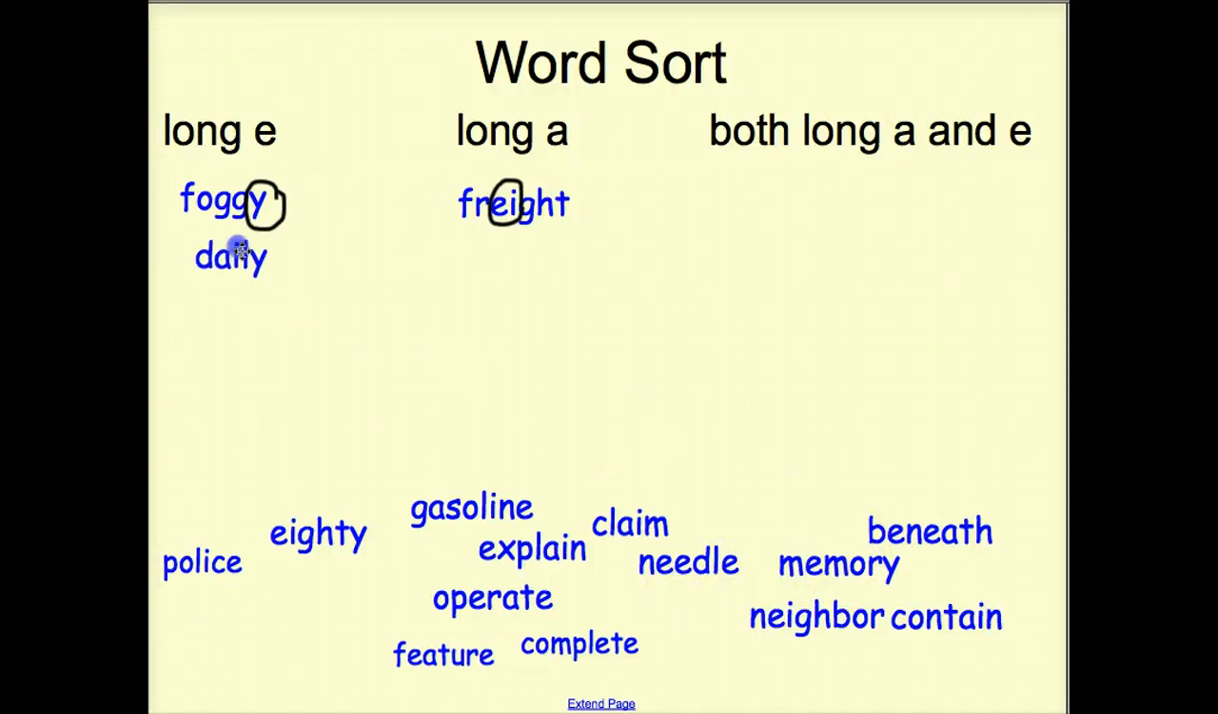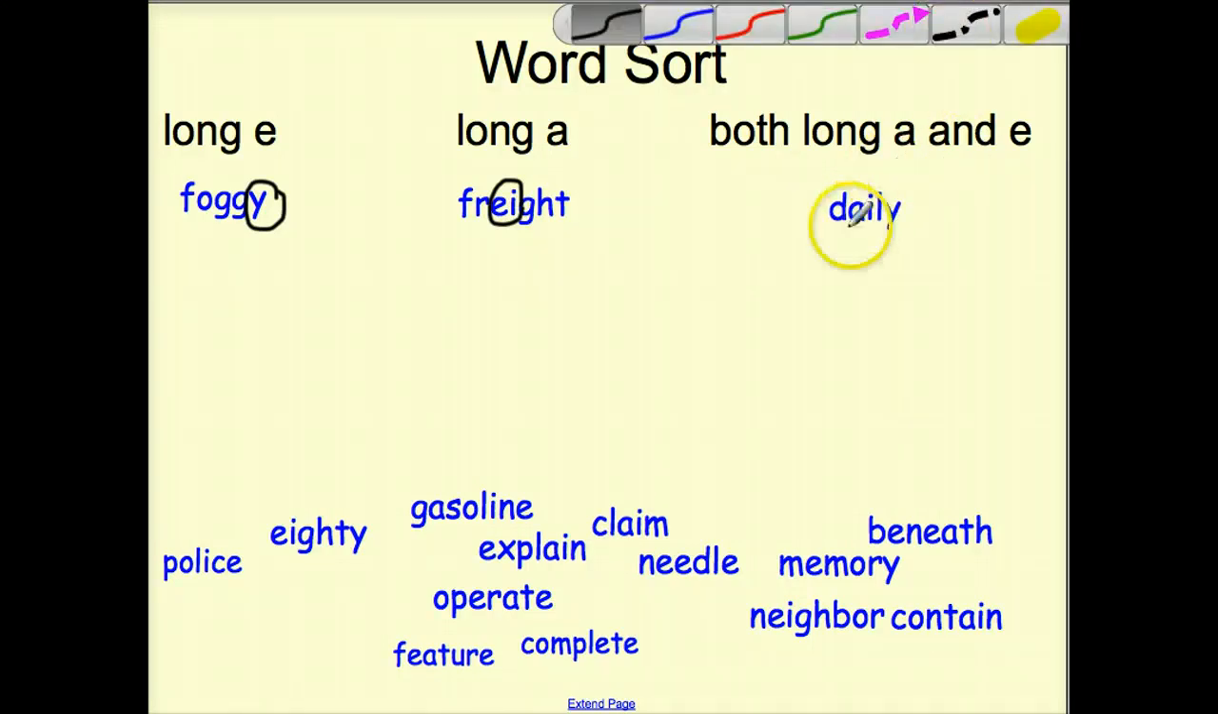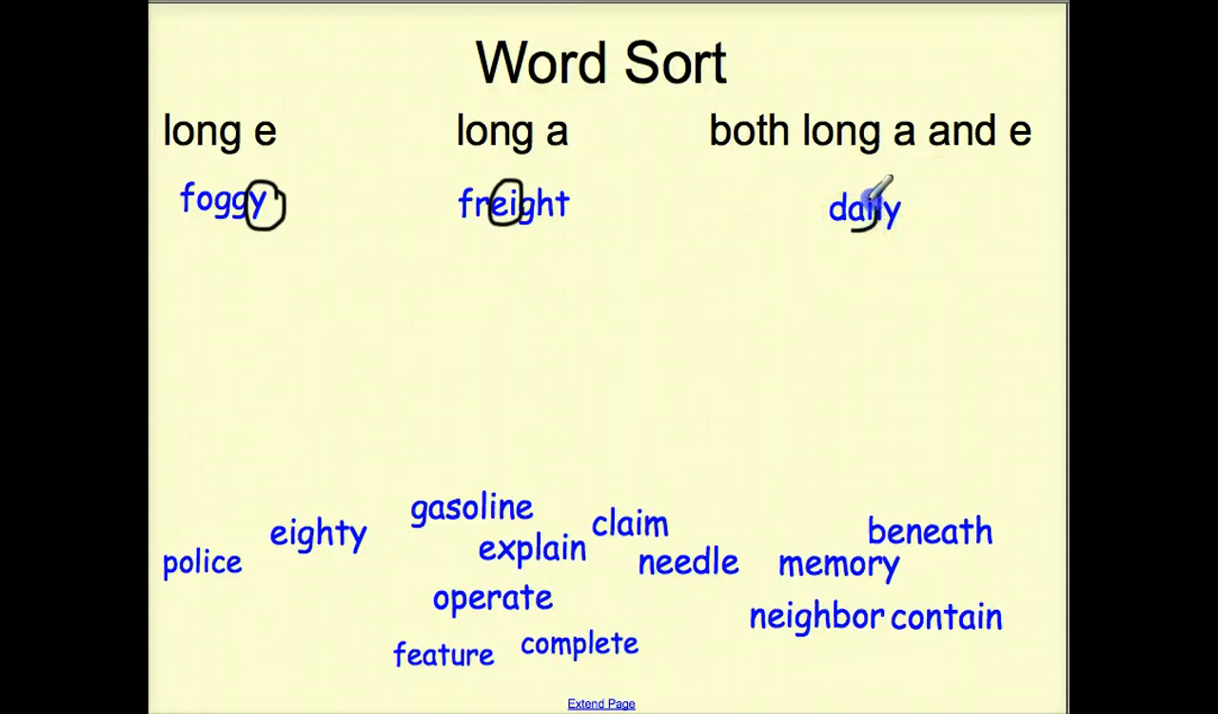How about daily? Daily. Long E, long A, both long A and E? If you said both long A and E, you were right. Daily, long A spelled A-I, long E spelled Y. Take a minute and see if you can figure out where some of the other words would go under long E, long A, or long A and E. I'll wait while you do that in your head.